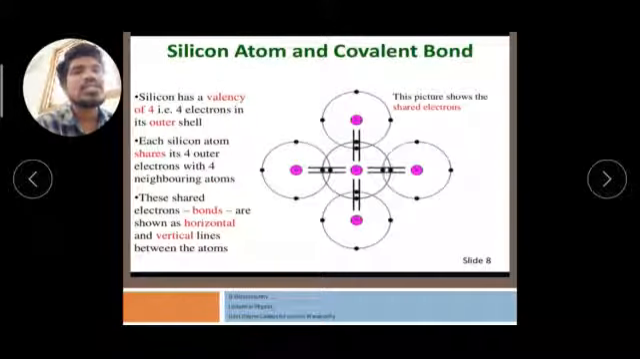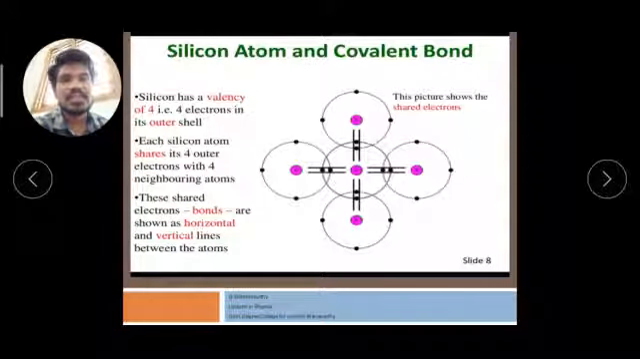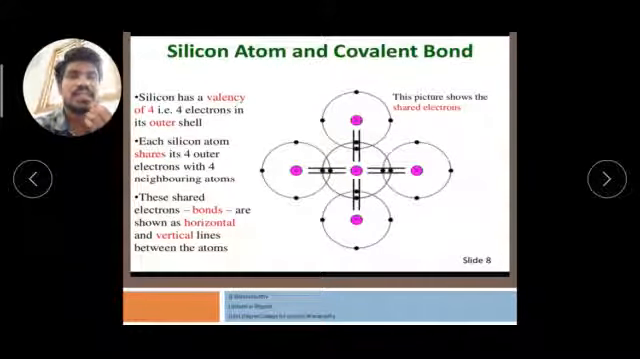And now you see the silicon atom and covalent bonds. How are covalent bonds formed in silicon? Silicon has a valency of 4, that is, 4 electrons in the outer shell. The atomic number of silicon is 14, so 10 electrons are tightly fitted in the lower bands and 4 electrons are in the valency band. That's why these are known as the valency electrons of silicon. Each silicon atom shares its 4 outer electrons with 4 neighboring atoms. These shared electron bonds are shown as horizontal and vertical bonds between the silicon atoms. Those bonds are known as covalent bonds.